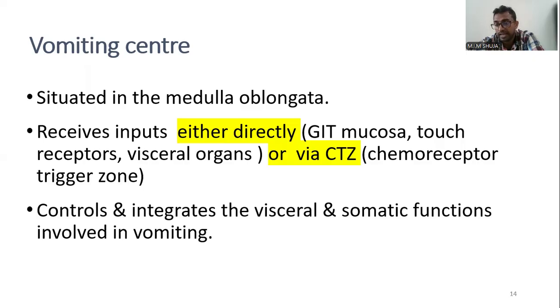So the vomiting center acts like a coordinator. It receives information from different sources, decides whether vomiting should occur, and then sends a coordinated output to the gastrointestinal tract, respiratory system, abdominal muscles, and upper airway. The key and important point to remember is that vomiting is not controlled by the stomach alone.